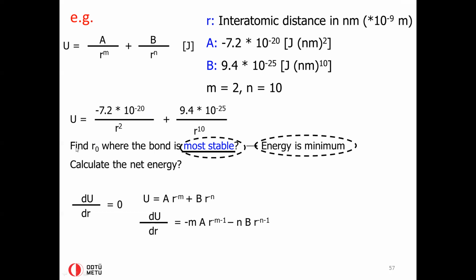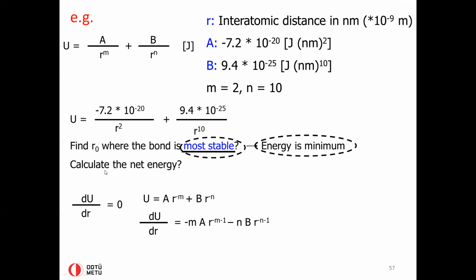And the question says, where is the bond most stable? This implies that the question asks where the energy is minimum, and the answer is the value of R, the R0 value. This could be asked as where is the energy minimum, or at what value of R is the bond most stable, or it could simply ask, give the value of R naught. All three of these would mean the same thing.